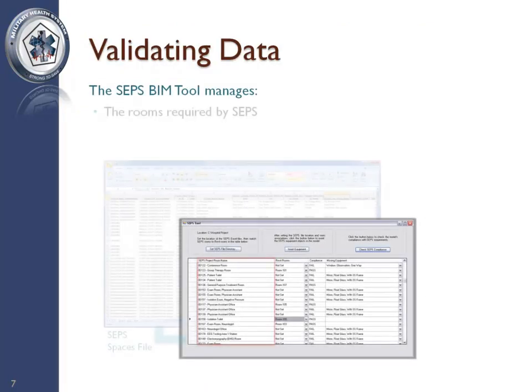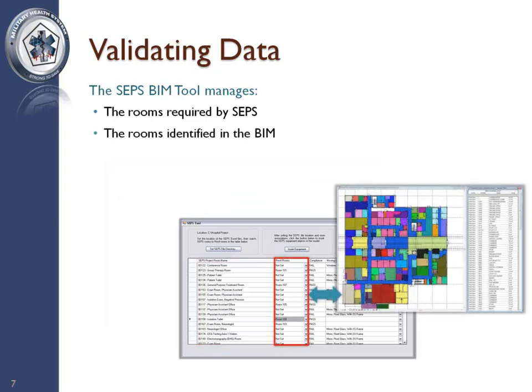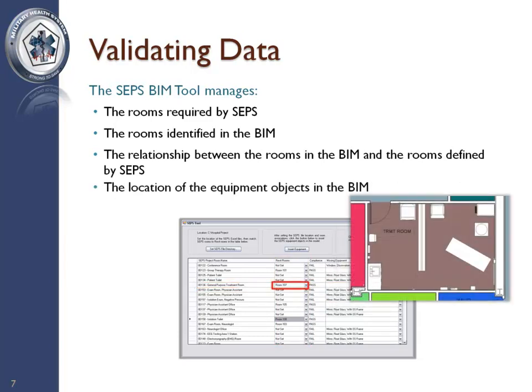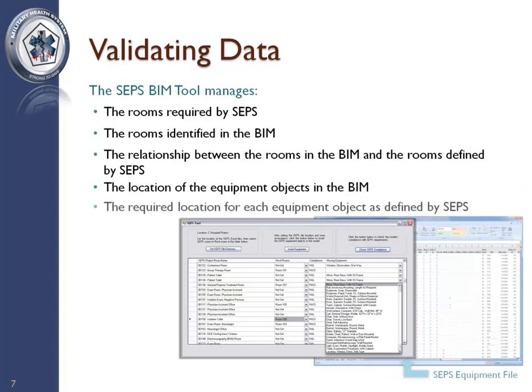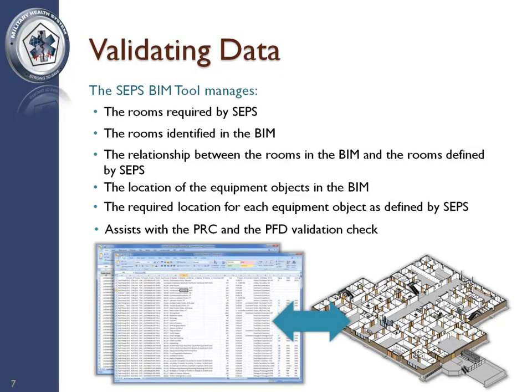The SEPS BIM tool will assist in validating data during project development. The SEPS BIM tool tracks the rooms required by the SEPS project program, the rooms identified in the model, the relationship between the rooms in BIM and the rooms defined by SEPS, the location of the equipment objects in the BIM, and the required location for each equipment object as defined by SEPS. It can assist with the PFD and PRC validation checks for MHS projects.